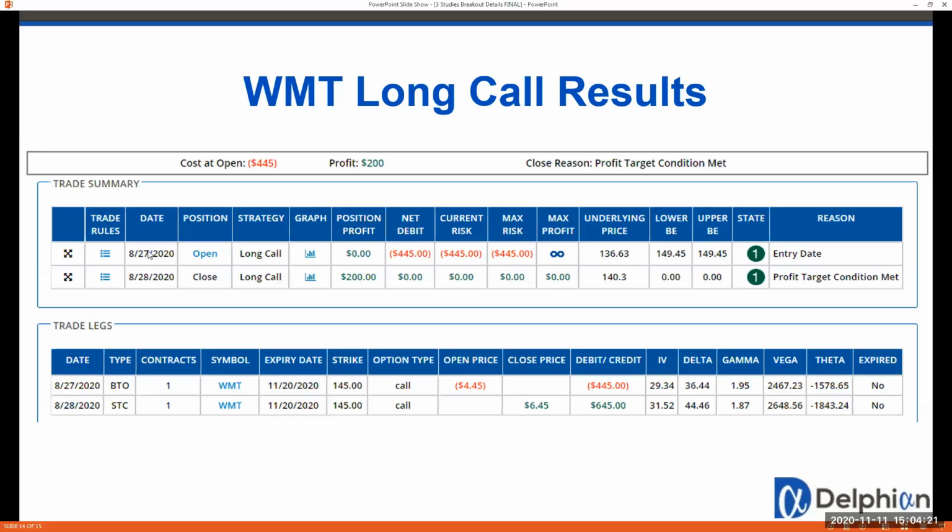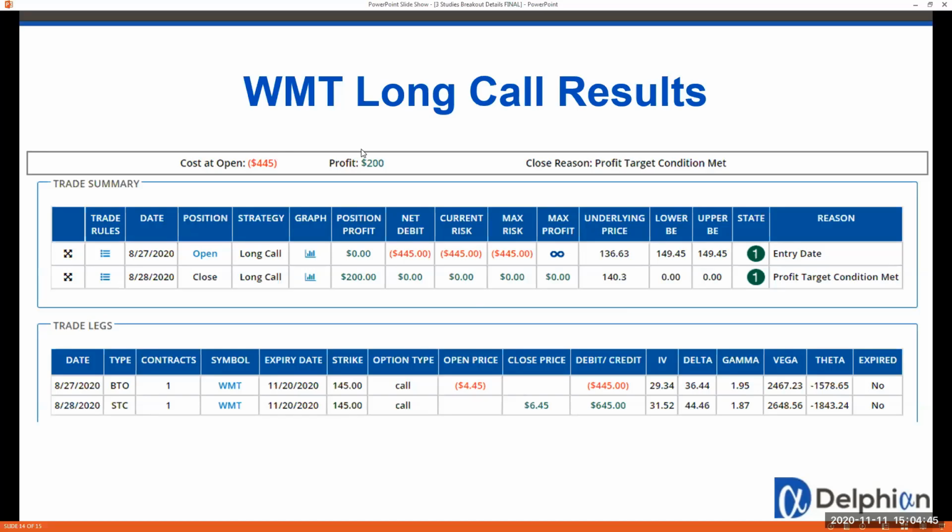Very next day, that's why it's important to either test it or have some of these exit orders in as GTC so you don't miss it if you're away working or doing something else. Next day, sell order came in, profit target sold the Walmart 145 call at 6.45. So in one day, the stock jumped from 136 to roughly 140. So pretty quick.